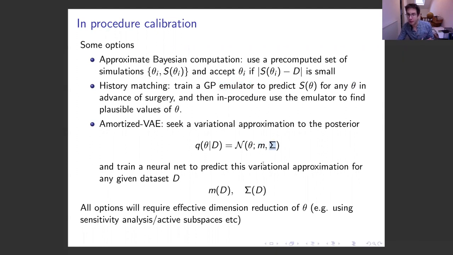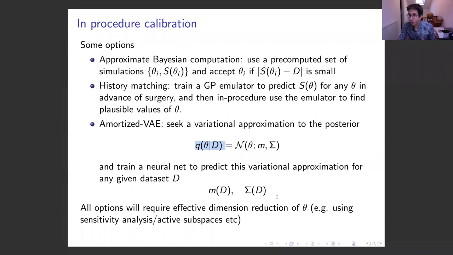And there's a procedure to go through to find these variational approximations. What the VAE does is try to train a neural network to predict the parameters of this variational approximation. So we're going to try and train a neural network that, when given some data set D, predicts what the right mean is in this approximate posterior. So it's quite challenging, but if it works, that'd be really nice. If we could very quickly, for any given data set, predict what a variational posterior should be.